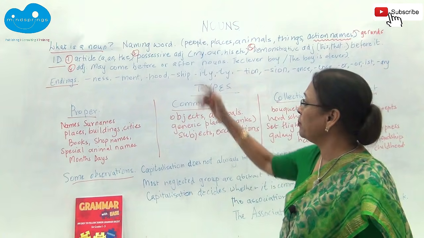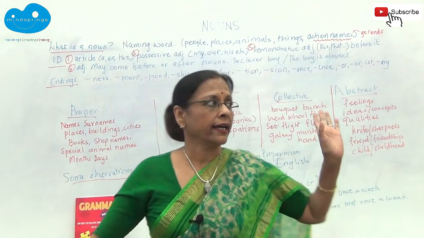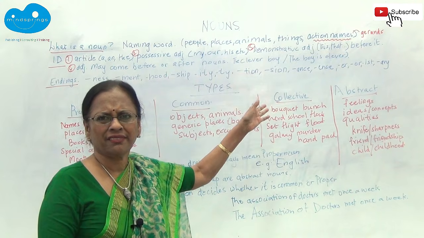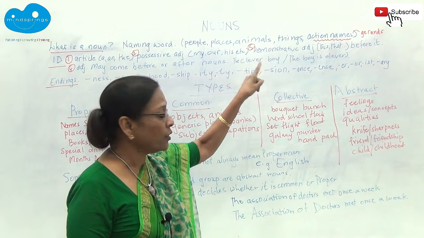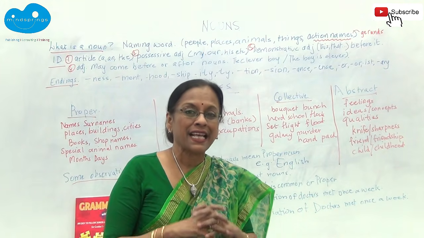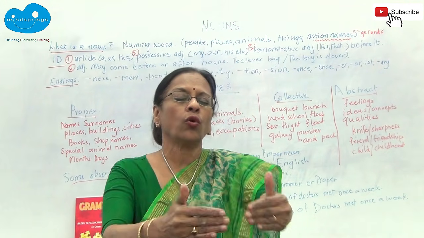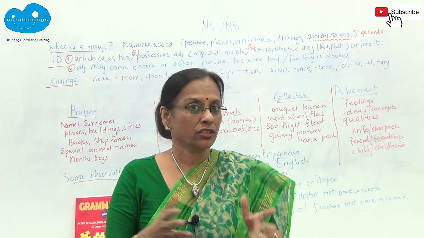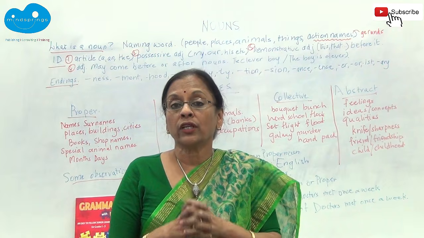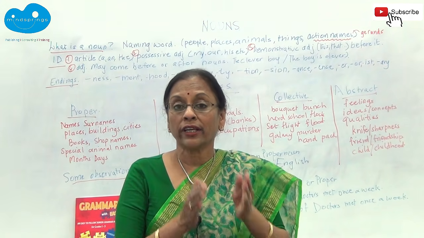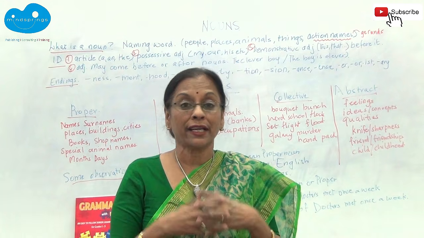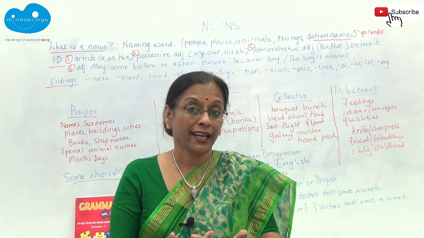All of us know it's a naming word, and we are looking at people, places, animals, things. Easy. But that one, action names, that's where the complication comes. The names of actions are also nouns. Why? Because it's a name. So if I say, I will go swimming, I'm talking about the name of the action that I'm going to do. Isn't it right? I'm not saying I'm swimming, then it's an action.